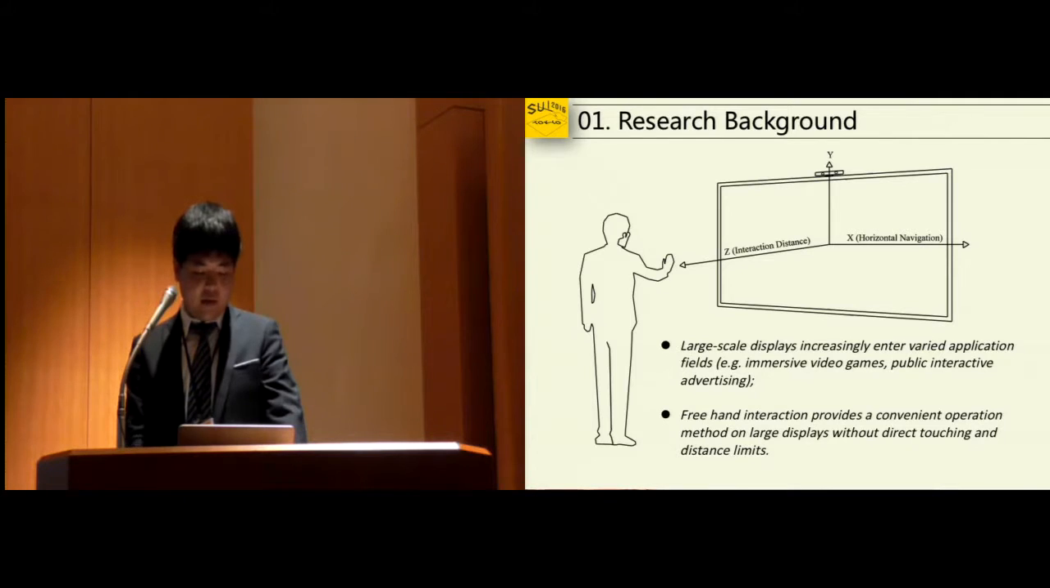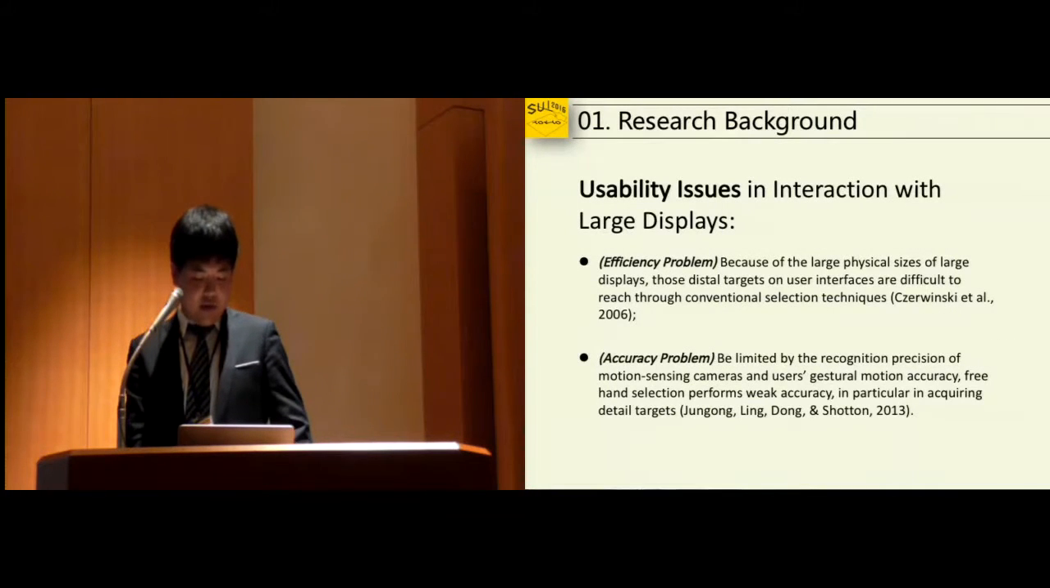This is the first part, about the background of the research. Compared to mouse-based and touch interactions, freehand interaction has more flexibility in interaction position and distance, especially in the circumstances of large displays. These flexibilities allow users to freely change their interaction locations. In this regard, freehand interaction is a more suitable interaction method in the context of large displays. But there are still some usability issues in freehand interaction with large displays.